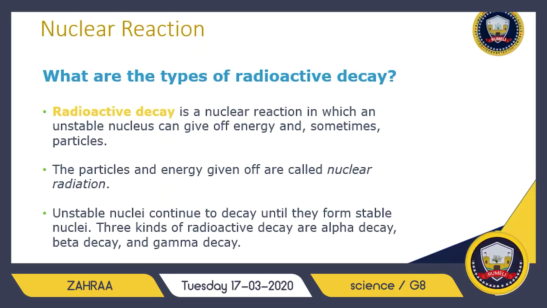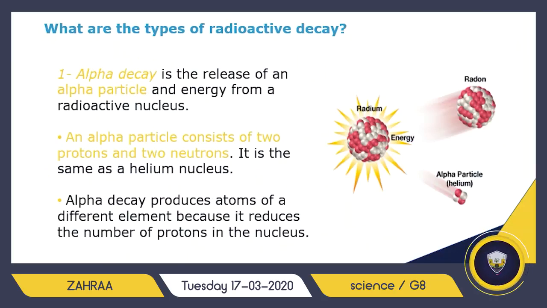Here we have three different kinds of radioactive decay: alpha decay, beta decay, and gamma decay, and we're going to discuss them all individually. So let us start with the first type of radioactive decay, which is alpha decay. Alpha decay is the release of an alpha particle and energy from a radioactive nucleus. An alpha particle consists of two protons and two neutrons.